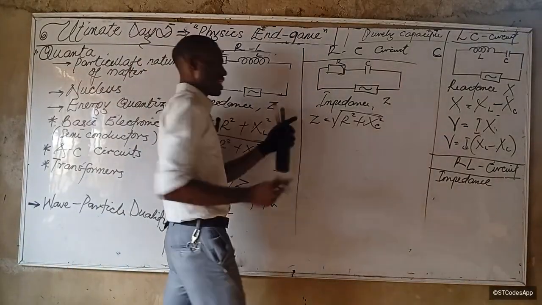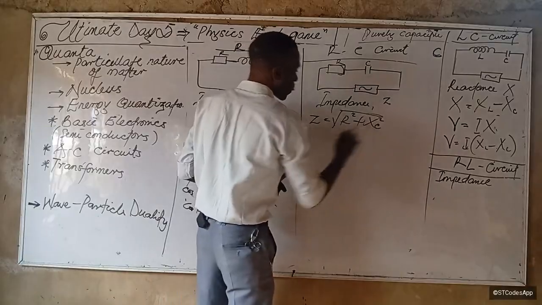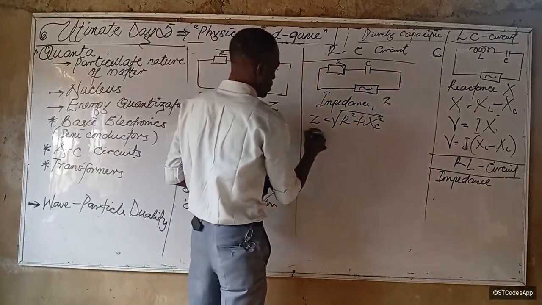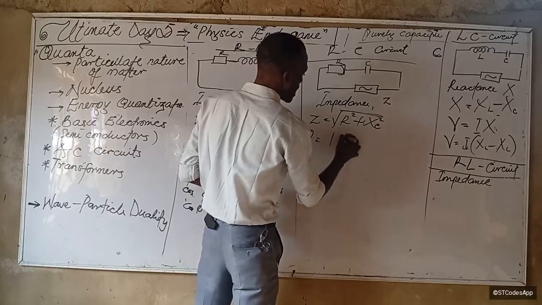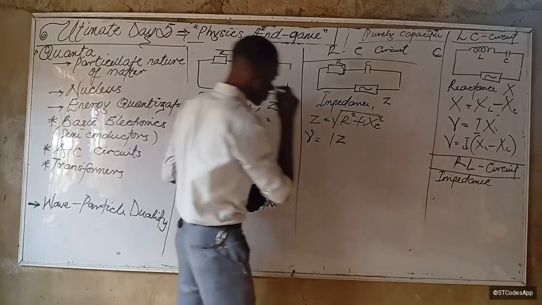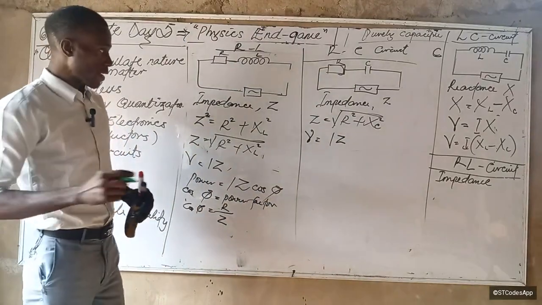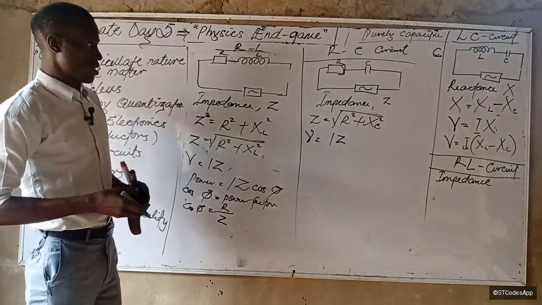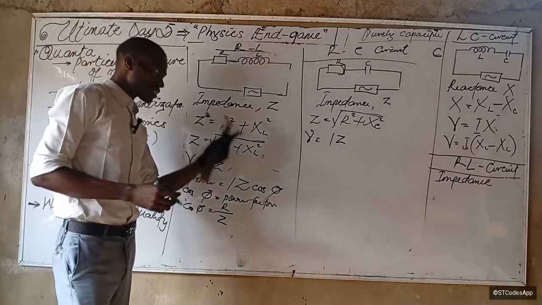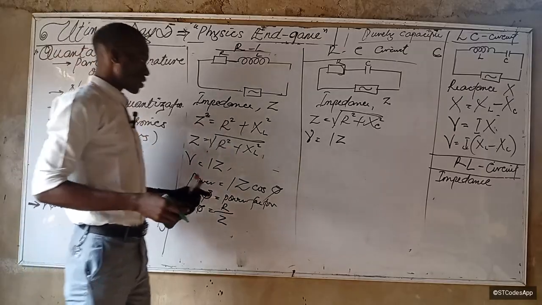So here, the impedance is going to be the square root of all of this. And then the voltage here is going to be what? IZ also. Is this clear? Okay. Power factor the same way.